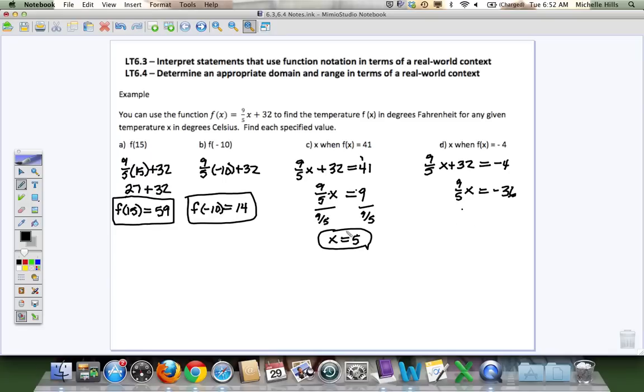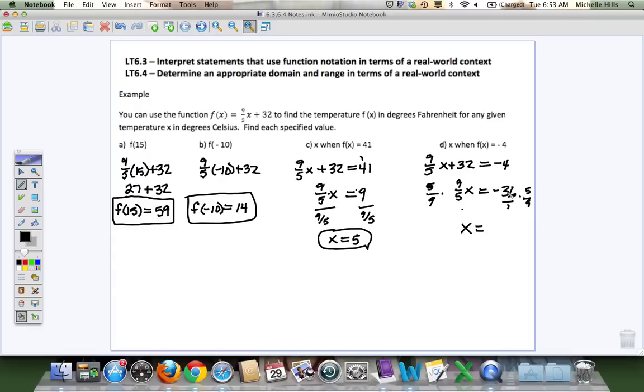At this point, instead of dividing by 9/5, I'm going to multiply both sides by 5/9, just to show it's really the same thing. So I'm going to multiply this side by 5/9. And the reason I do that is because this would be 45 over 45, which is just 1, and multiply this side by 5/9. Remember, this is negative 36 over 1. So this side becomes x.